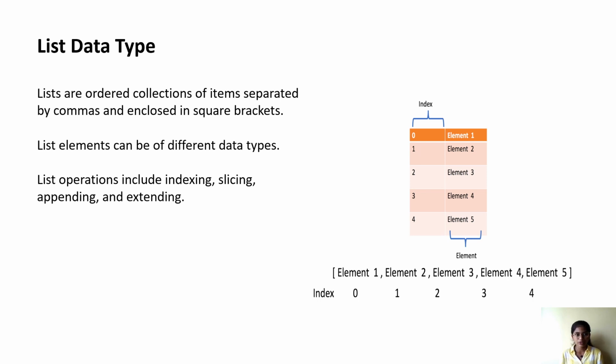Now let's move on to our next topic, the list data type. Lists are ordered collections of items which are separated by commas and enclosed by square brackets. Lists are ordered and mutable. Lists can be defined with different data types. List operations include indexing, slicing, appending, extending, etc.